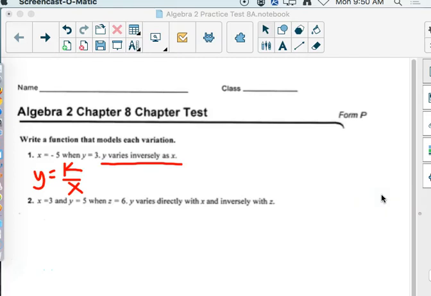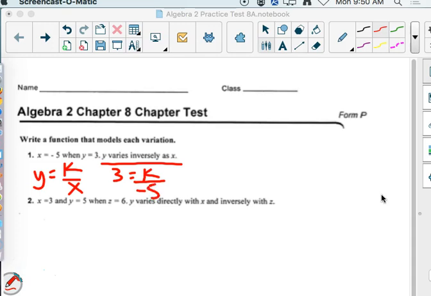So inverse variation was the only variation we had that was division. So y equals k over x. What'd you already do while I was waiting for this to warm up? Plugged them in? So what'd you get for k? And then you stop? That's your answer.